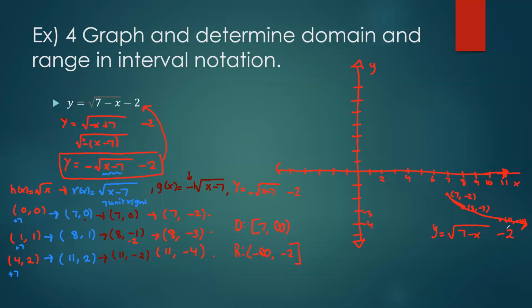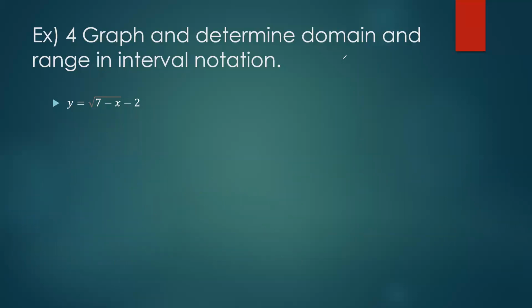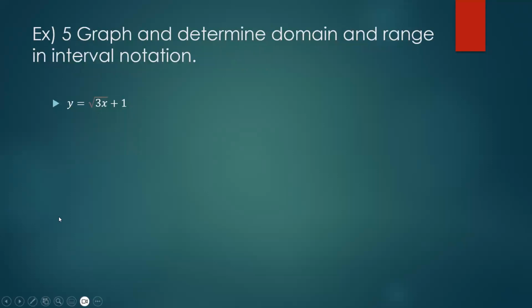Okay, let's move on. Let's do example 5. Graph and determine the domain and range in interval notation. Okay, so what do you think is going on here? This 3, you can't take it out because the square root of 3 is not a perfect number, so you have to leave it in. And then you have a plus 1.